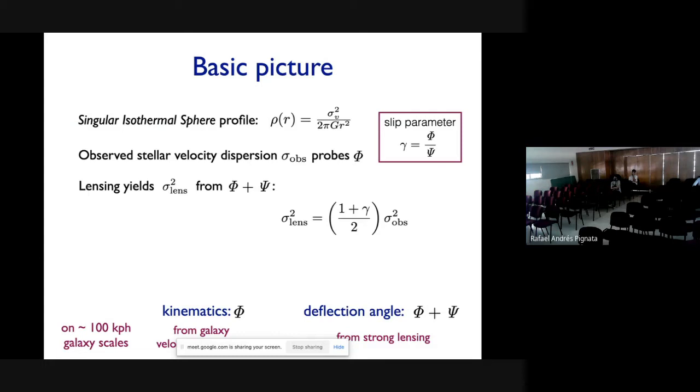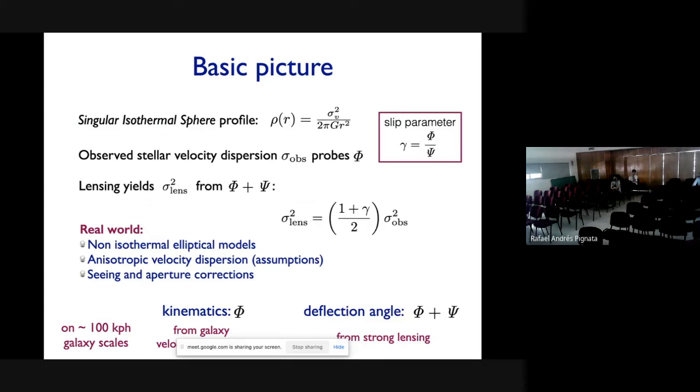Okay, that's a very toy-model-ish way of looking at the problem, just to understand what's going on. But in general, you use more complex models like non-singular isothermal. You consider that you may have a velocity anisotropy, so the radial and the tangential velocity dispersions are not the same. You have to take into account a lot of observational factors when you compare the measured velocity dispersion, because you measure this as a spread of a line within some given aperture. So you are combining things from the center to the outskirts of the lens.